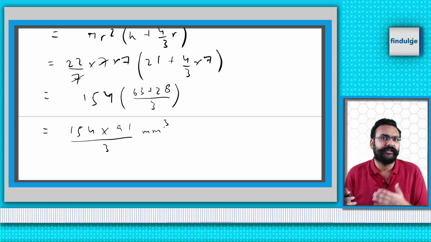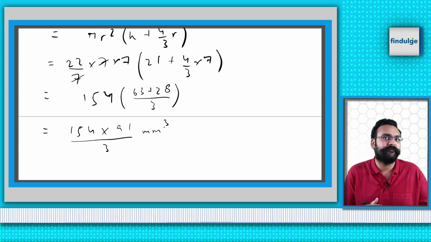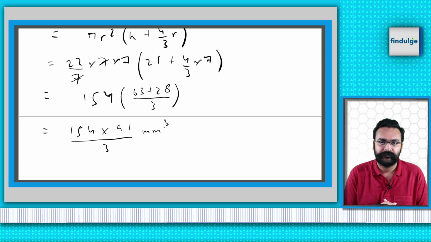So you would proceed to simply multiply, divide to get to a decimal answer. I will leave that to you because that's not really something that's very difficult. But once you reach this stage, at least it's a lot easier than doing multiple divisions and multiplications.